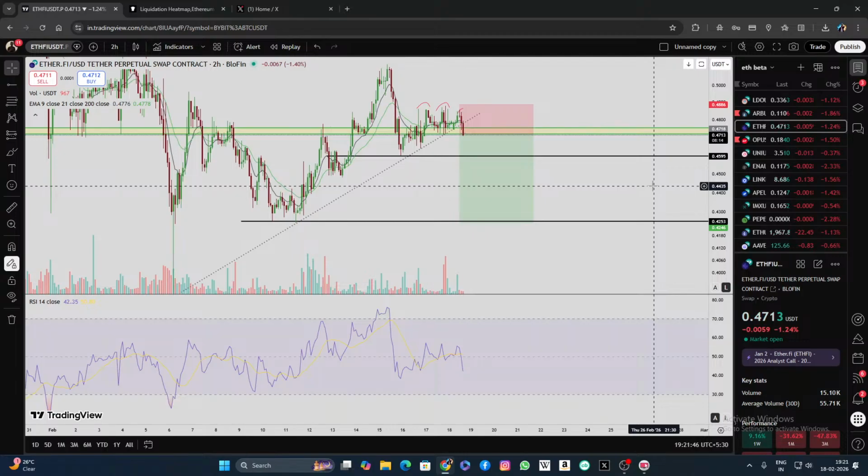So this is it for today, guys. This ETHFI is now running. I will not enter any trade as there's also news. So this is it for today.